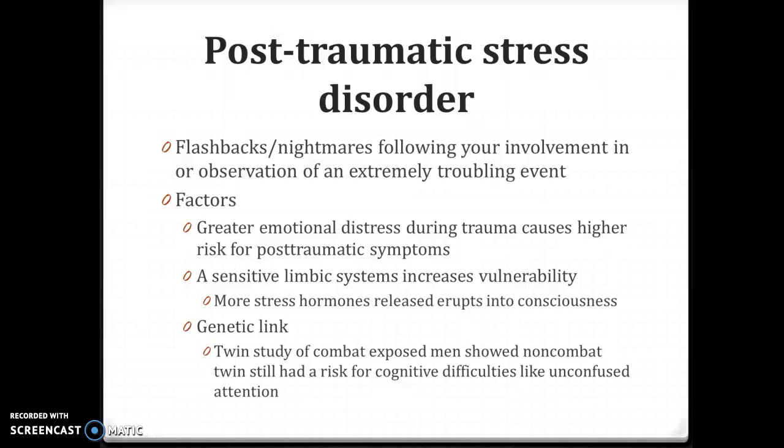Very interestingly, a twin study was completed on men who were in combat. When one of the twins was involved in combat and the other one was not, they found that the non-combat twin still had a high risk of cognitive difficulties like unfocused attention, even though they had never experienced combat. So there could be a genetic predisposition to PTSD, or a risk factor for it. If a person then experiences a traumatic event, they might be more likely to experience PTSD afterwards.